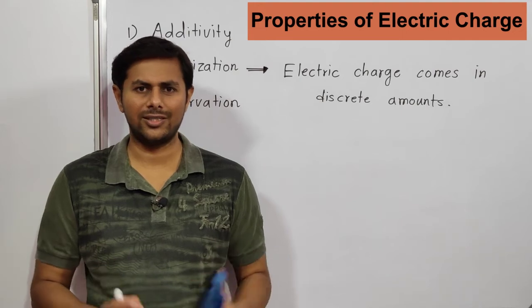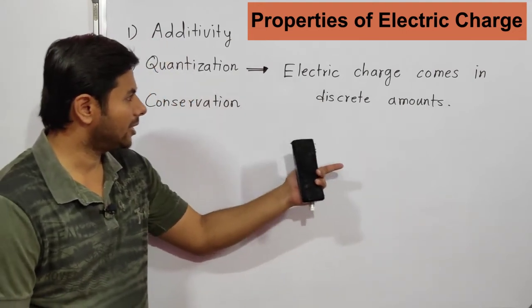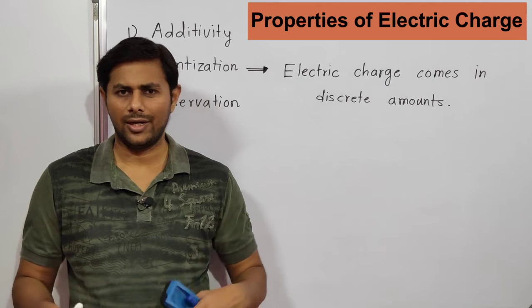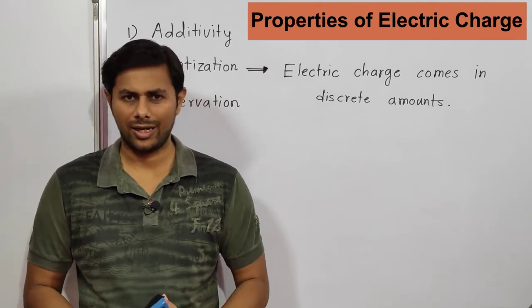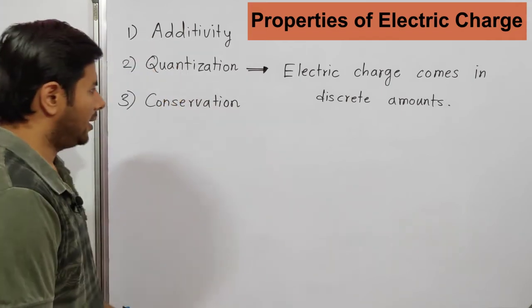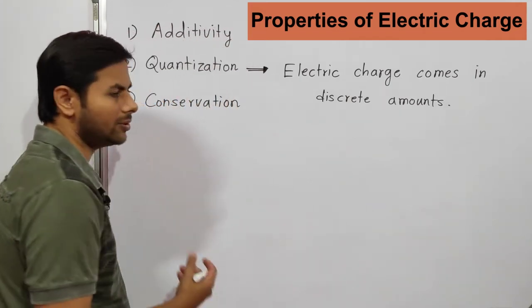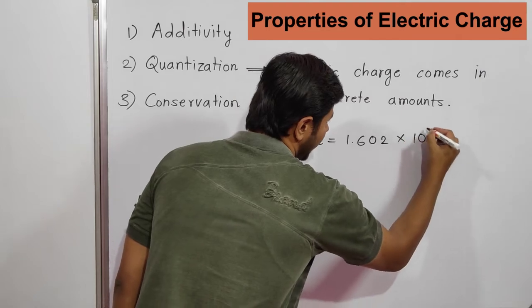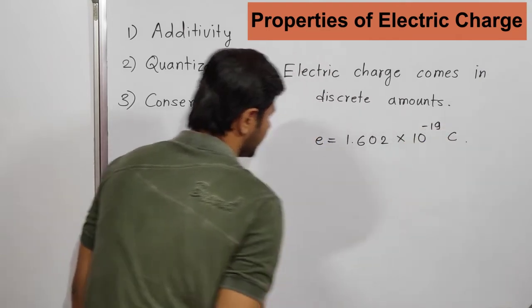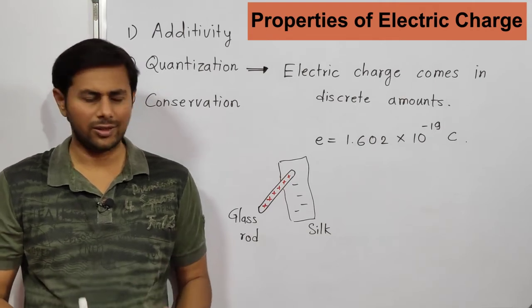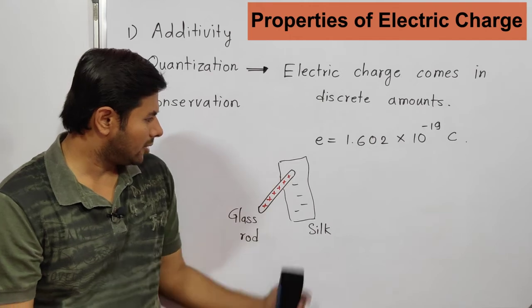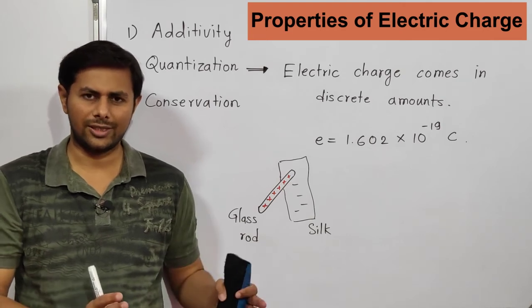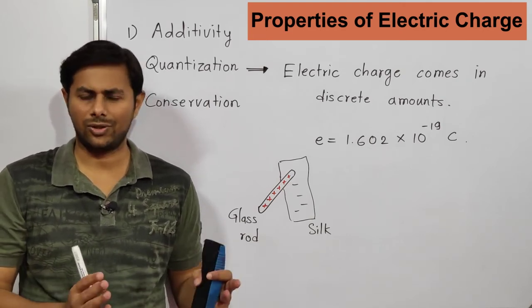The second property is quantization, and it says that the electric charge comes in discrete amounts, and what it means is that bodies cannot have any arbitrary charge. The minimum possible charge a body can have is fixed, and it's equal to the charge on one electron or one proton, and its magnitude is 1.602 multiplied by 10 raised to minus 19 coulombs. So when we rub one body against another body, for example a glass rod with silk, one body loses electrons and another body gains electrons, and therefore the charge transferred will be in multiples of the charge on one electron.